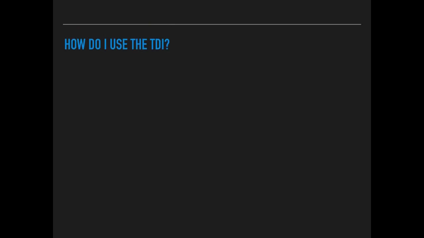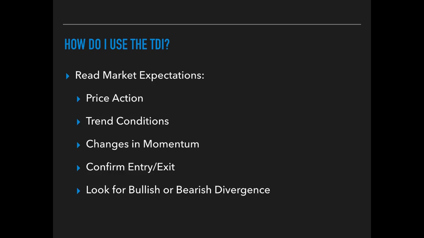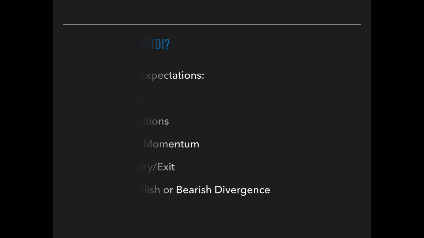So how do I use it? What do we use it for? Number one is to read market expectations. So you can determine price action with it, trend conditions, and changes in momentum. We use it to confirm our entries and sometimes our exits too. We haven't really talked much about that, but I will talk today about confirming exits with your TDI. And also looking for bullish or bearish divergence to help us with our trades.